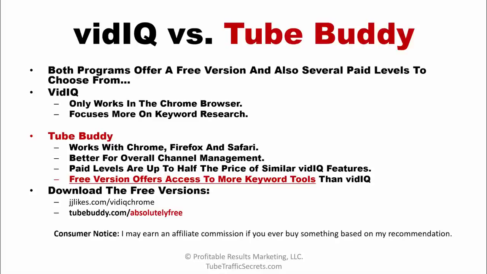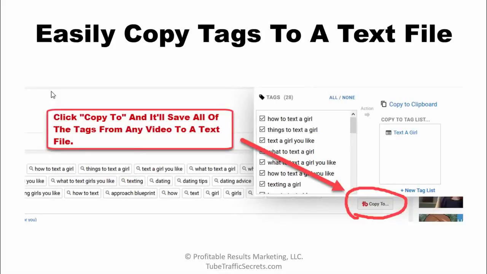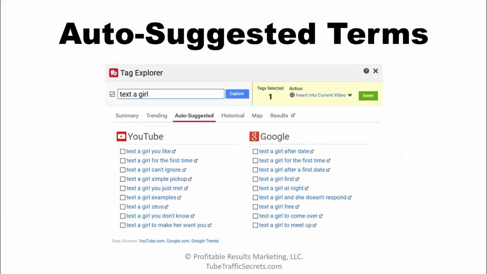But let's go ahead and take a look at how you can use these tools to help automate the entire process. Now here's a way to easily copy tags to a text file. Well, TubeBuddy allows you to do so because as you're watching someone's video, not only will they show you the tags that that specific video is using that YouTube is actually hiding from you, well, TubeBuddy will show you all the tags that each video is using, and if you want to, you can click that little button that's below the tags that says copy to, and they will actually save those tags to a text file for you.